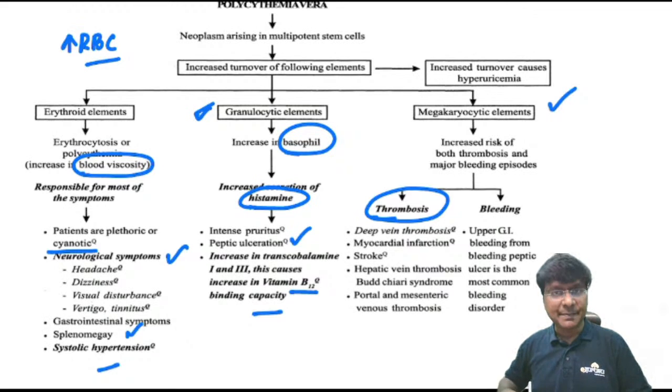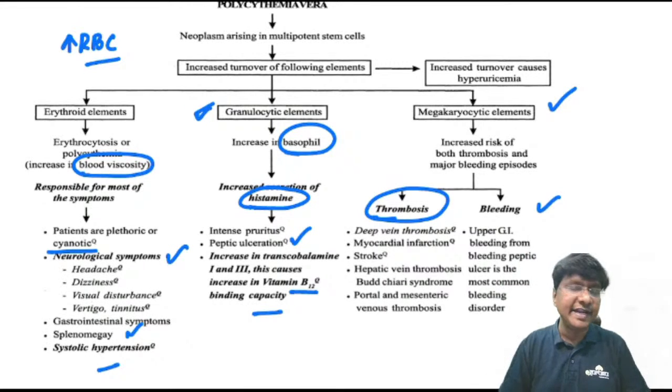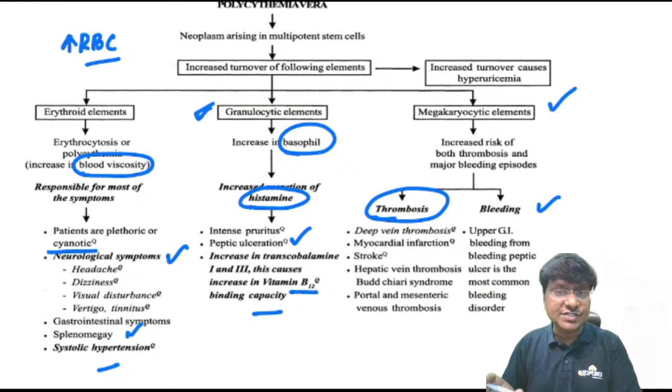It can be in the hepatic vein causing Budd-Chiari syndrome. It can be even within the portal vein causing portal hypertension. Now, these individuals will also have the bleeding risk as well. So these are the manifestations of polycythemia vera.